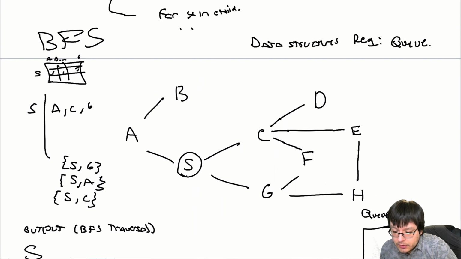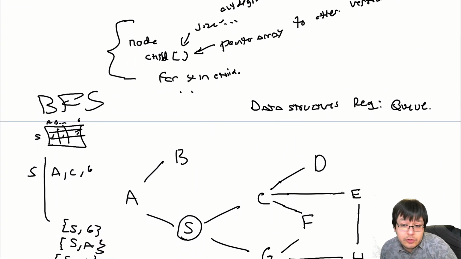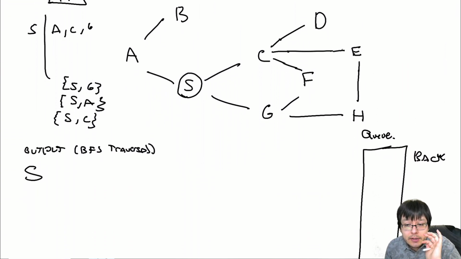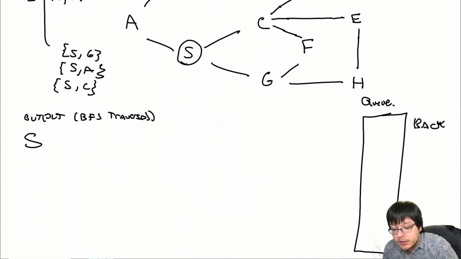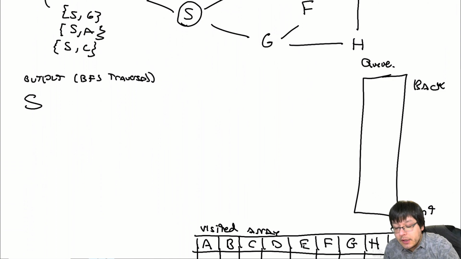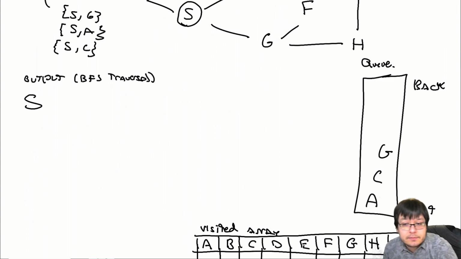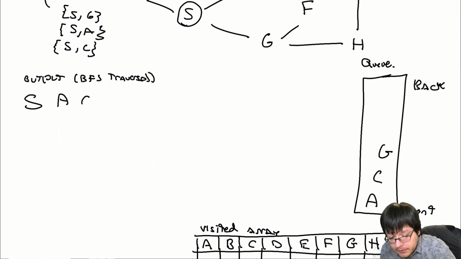Okay, so any of those is how you would implement that part. The point is, once you have that implemented, you have a way of accessing the direct connections to the node that you're looking at. So you're looking at S. That's going to give you three things: A, C, and G. So we're going to insert them into our queue. And this is the front, so we're going to put A, C, and G. Furthermore, we're also going to add them to our output.